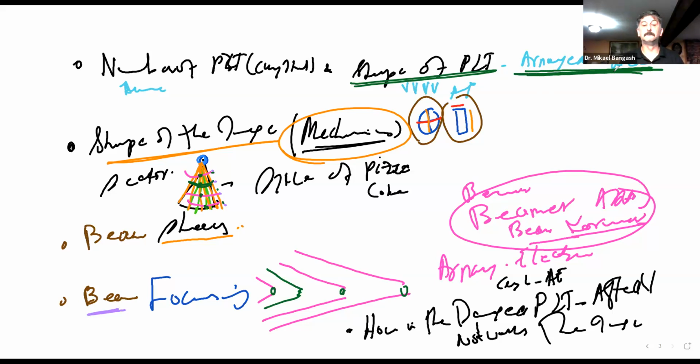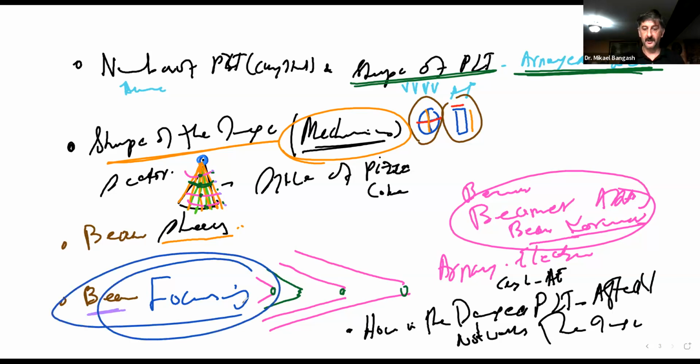Is that clear? One of the five things that we may be talking about for transducers is the focusing of the beam of the PCT, which may affect the picture in a specific way.